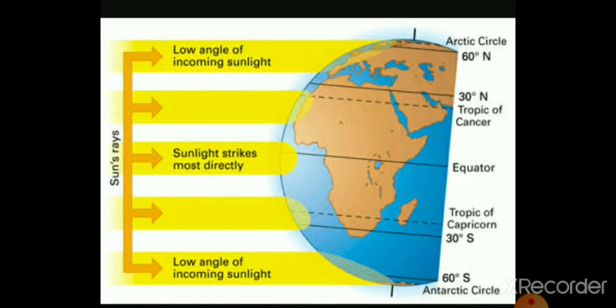Based on the distribution of temperature, the earth can be divided into torrid, temperate and frigid zones. Now, what do you mean by torrid? It means very hot, that is unbearable. What do you mean by temperate? Temperate means medium, not too much heat, it would be having less heat. And frigid means it's cold.